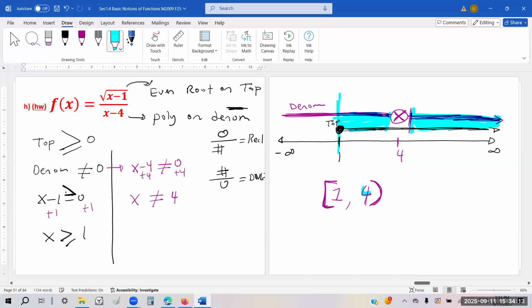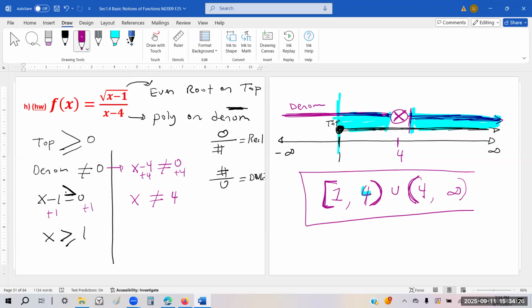And then where does it end? Infinity. So you know, it starts from 4, but you cannot take it. You go up to infinity. So that's the domain for this function. Two functions together: find the individual domains, and then see their intersection.